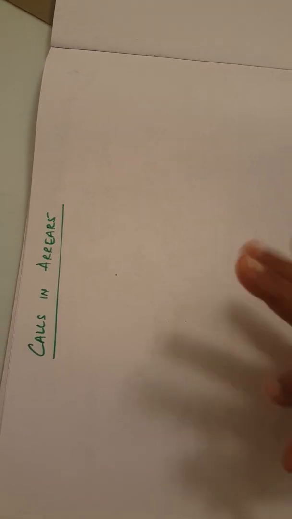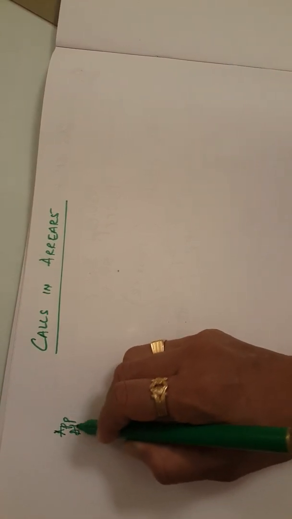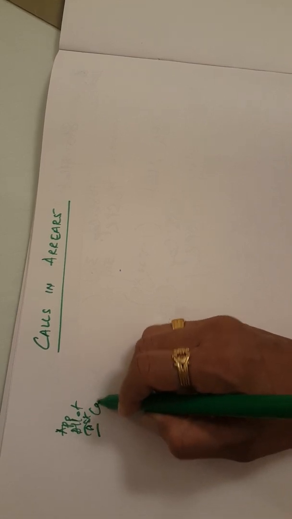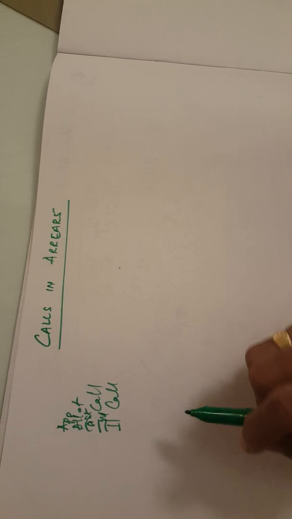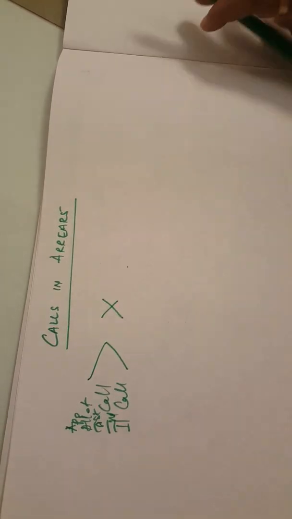So when we speak about calls in arrears, what happens is we have the various installments of payment of money, that is application, allotment, and the first call, second call, so on. When we speak about calls in arrears, somewhere a person does not pay the money.